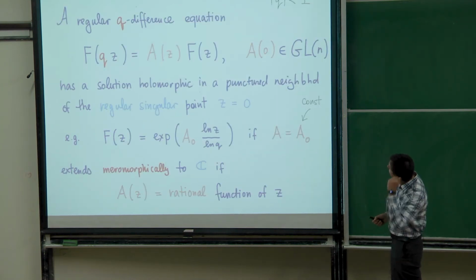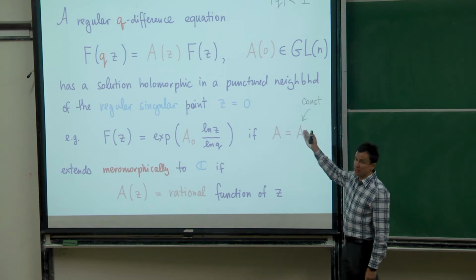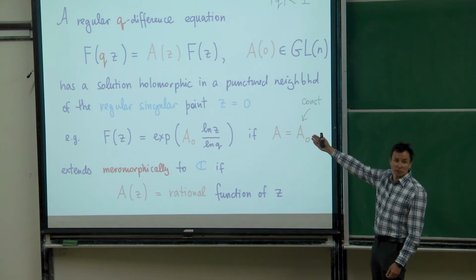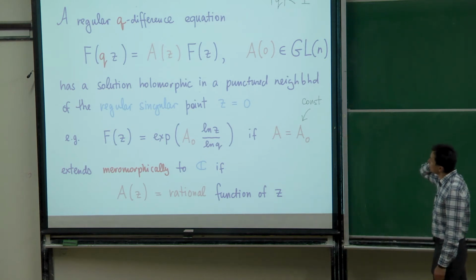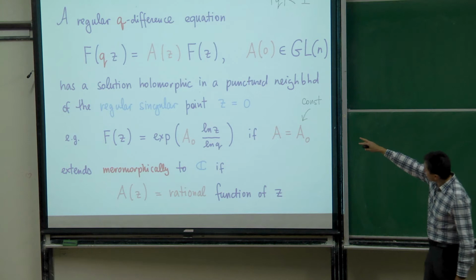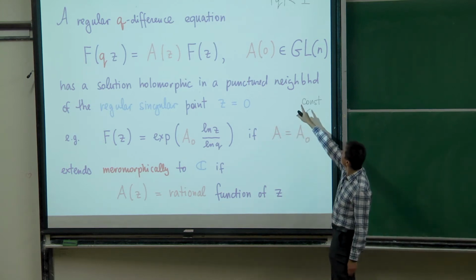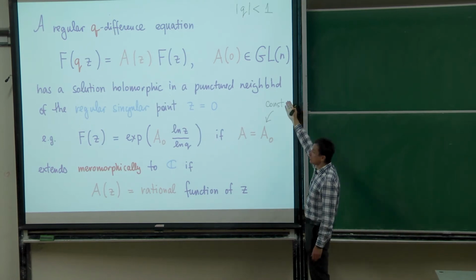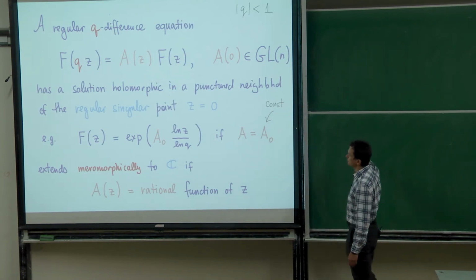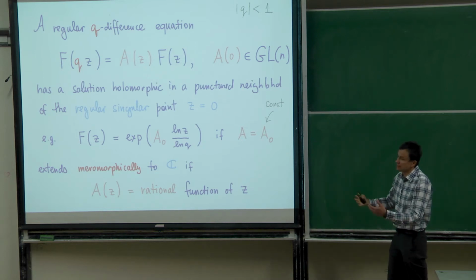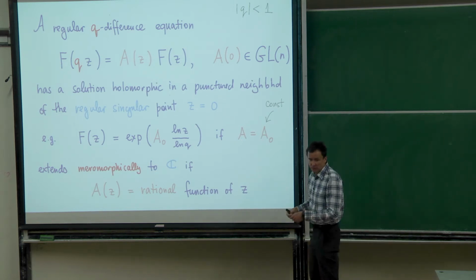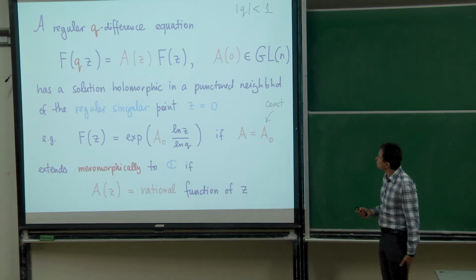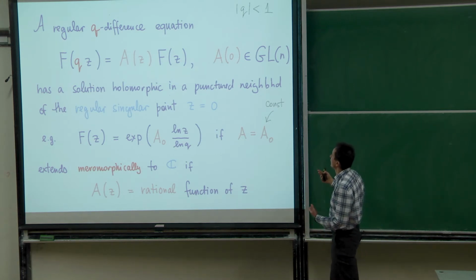A regular Q-difference equation is an equation of the exact same type as we discussed, except now instead of the derivative, I shift the argument by Q, and let's assume Q is less than 1. This is called regular at 0 if the value of this matrix at 0 is non-singular, invertible, an element of GLN. It will have the exact same theory of solutions as a regular differential equation.